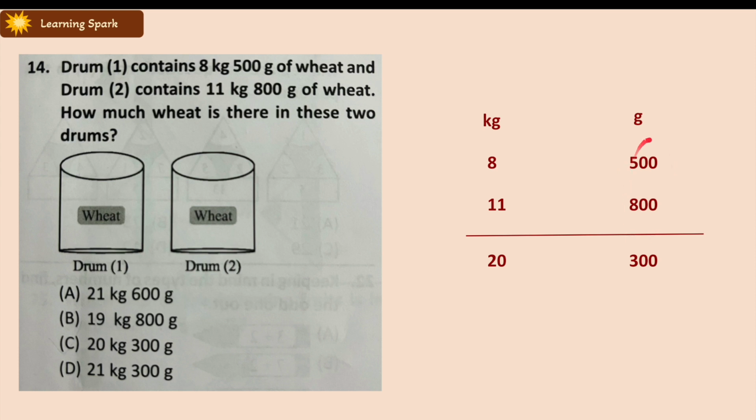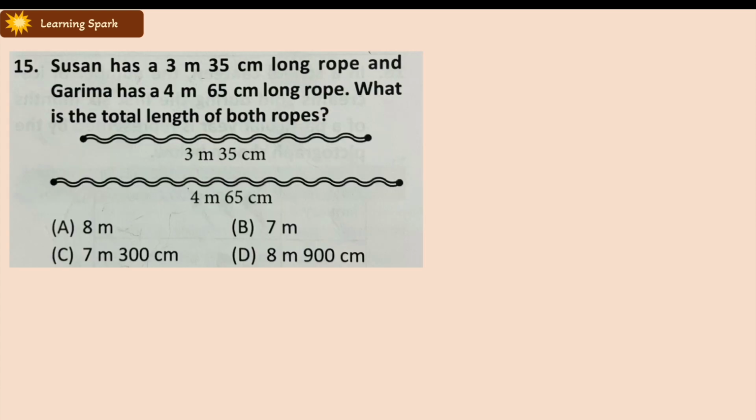So 1300 grams equals 1 kg and 300 grams. Okay, so 300 grams remains here in the grams place, and 1 kg is carried over to the kgs place, right? So 8 plus 11 equals 19, and 1 which is carried over, which means total it is 20, right? So 20 kg and 300 grams is the right answer, C. Question number 15 is on your screen now.